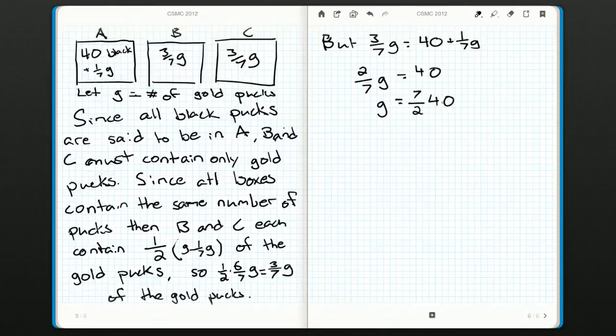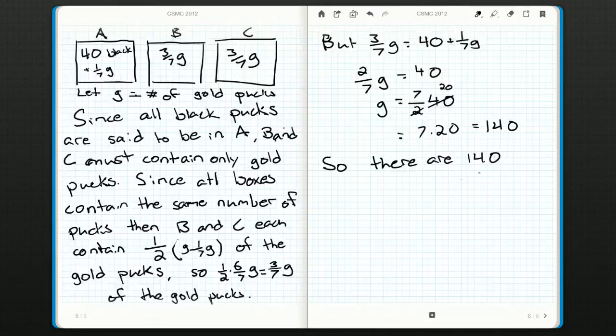So G is 40 times 7/2. We want to cancel out this 2/7 of G. We want to just be left with G, the total number. So we need to multiply by the reciprocal of 2/7, so that's 7/2. And that turns out to be 7 times 20. You can either do that in your head or on your calculator. You get 140. So we get 140 gold pucks.